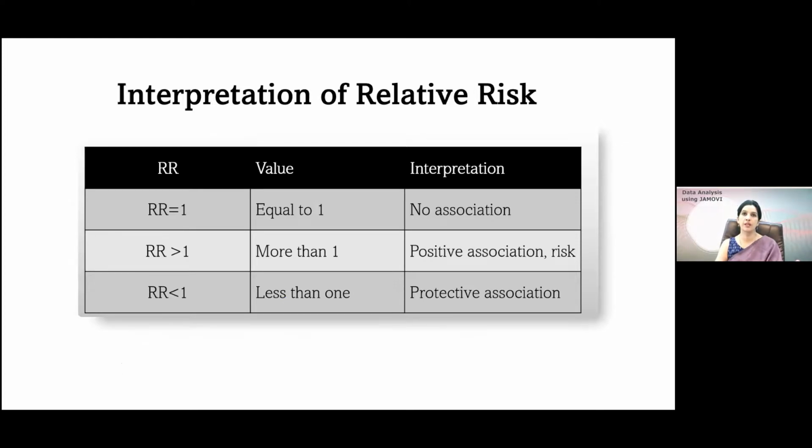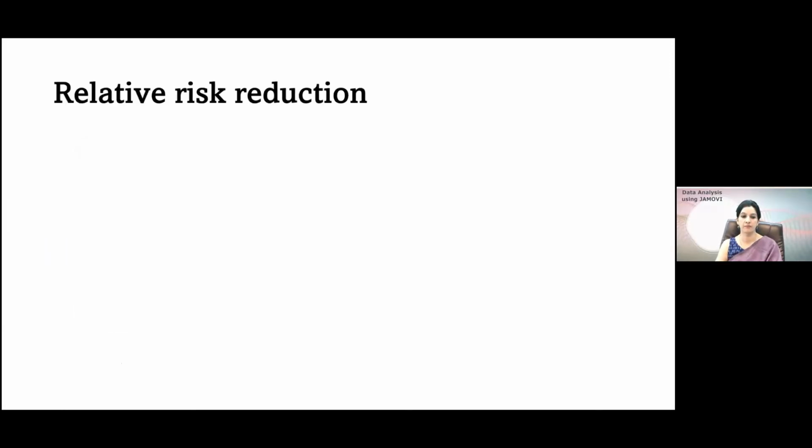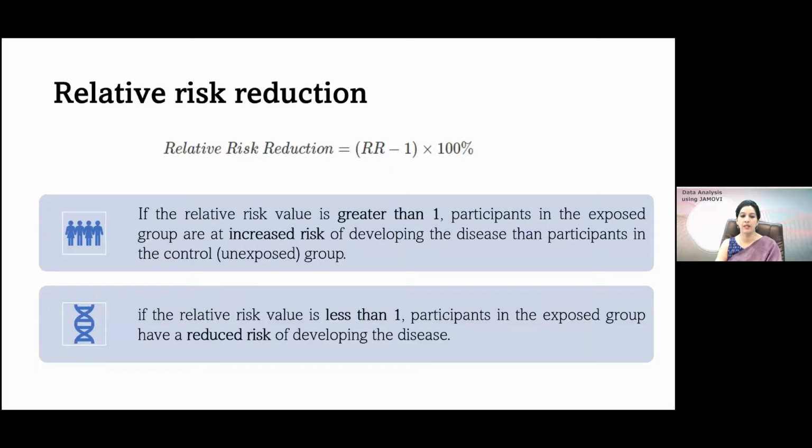So now what is the interpretation of relative risk? If the value of relative risk is equal to 1, we call it no association. If it is more than 1, we call it a positive association or risk. And if it is less than 1, we call it a protective association. And how do we define relative risk reduction? If you subtract 1 from the relative risk and multiply it by 100, it is known as the relative risk reduction, depending on the sign. If the relative risk value is greater than 1, then the participants in the exposed group are at increased risk of developing the disease.